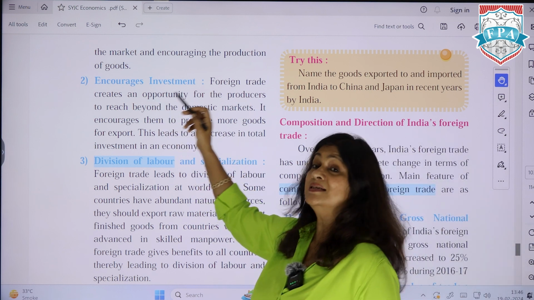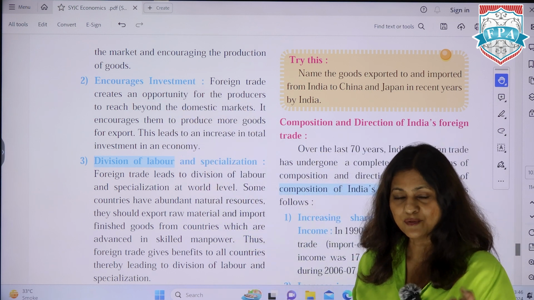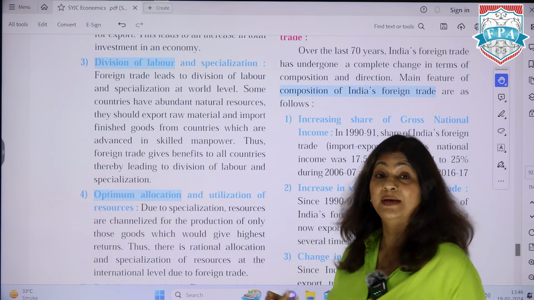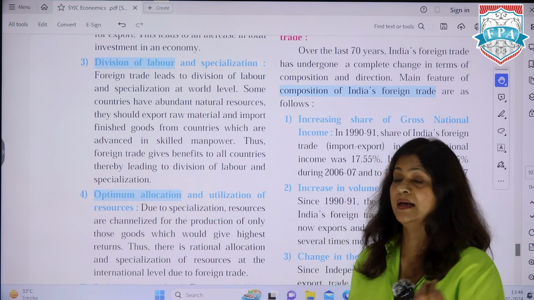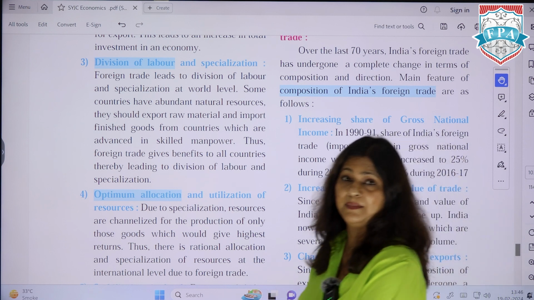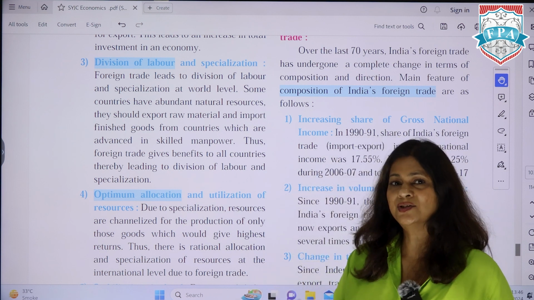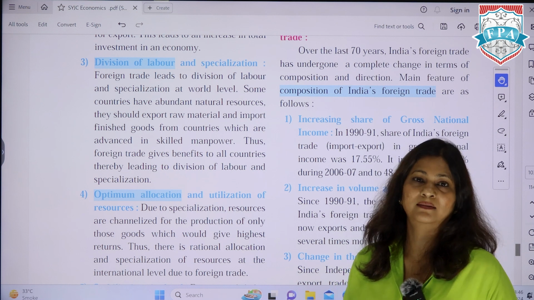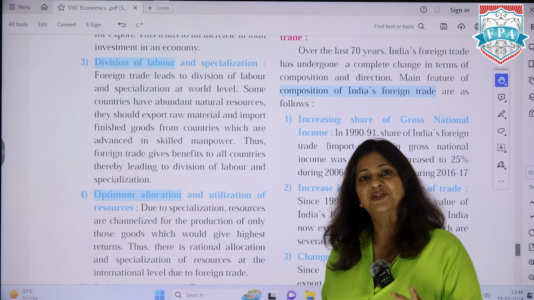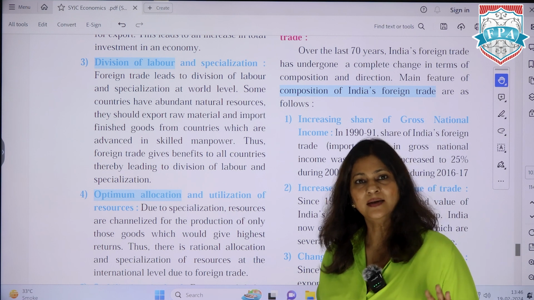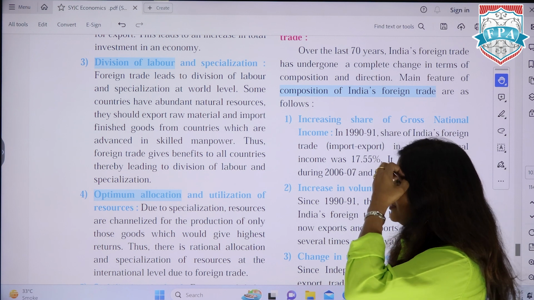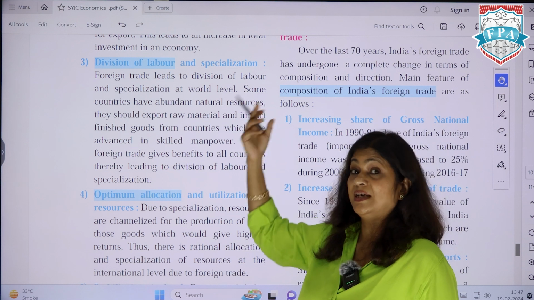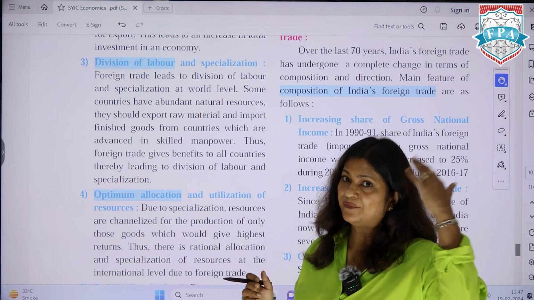So it encourages investment. It helps you to get foreign exchange. It encourages investment. डिविजन ऑफ लेबर एंड स्पेशलाइजेशन, मैंने आपको अभी बताया कि एक कंट्री में रॉ मटेरियल है, एक कंट्री में लेबर है, एक कंट्री में इंफ्रास्ट्रक्चर है. So each country can actually export and import amongst each other, they can trade amongst each other and allow the other country to specialize in whatever they are good at, right? That's what foreign trade does. So it helps division of labor. So foreign exchange earning ka F, E is for encouraging investment and D is for division of labor, FED, Fed, right?